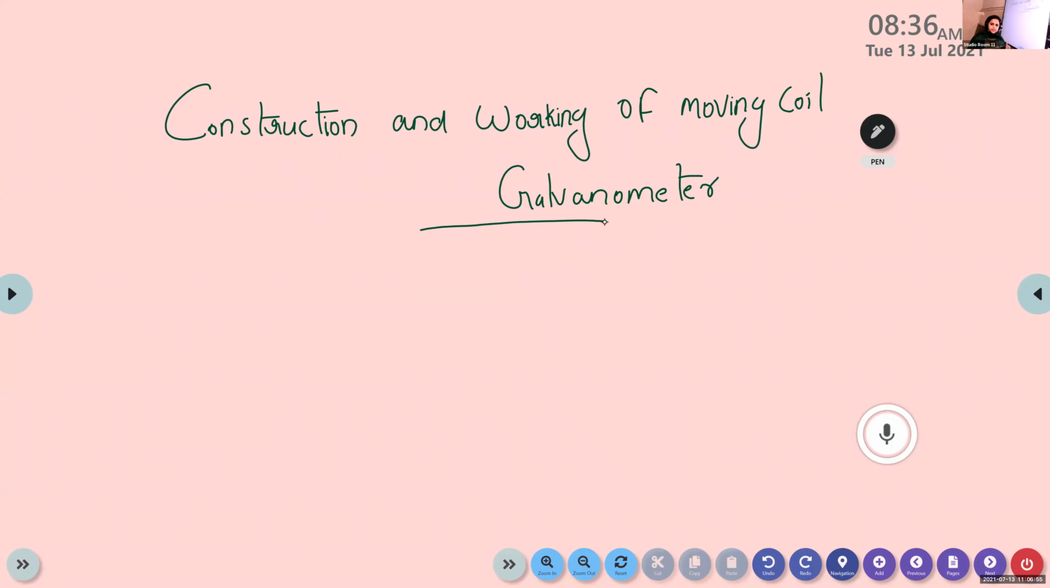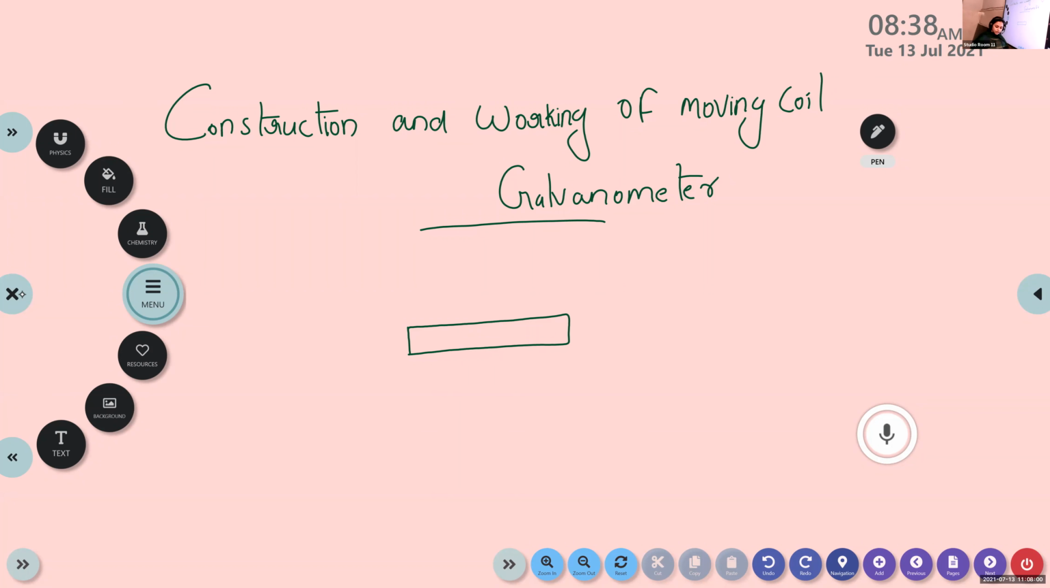The moving coil galvanometer consists of a rectangular coil with N number of turns, capital N, placed between the poles of a strong concave shaped magnet.